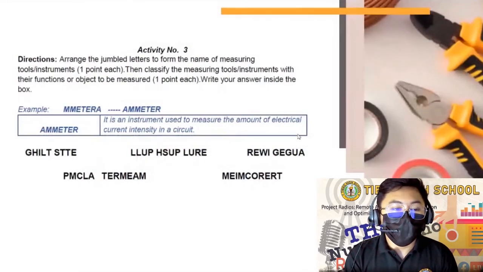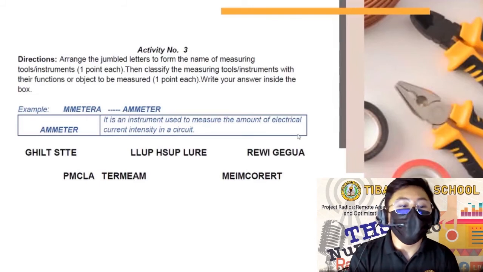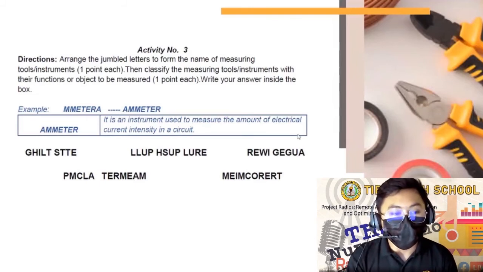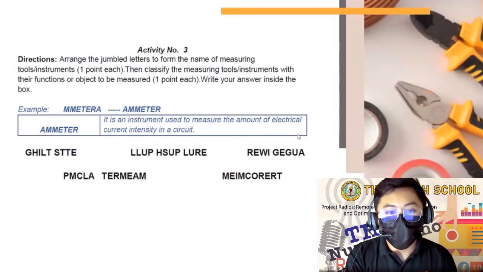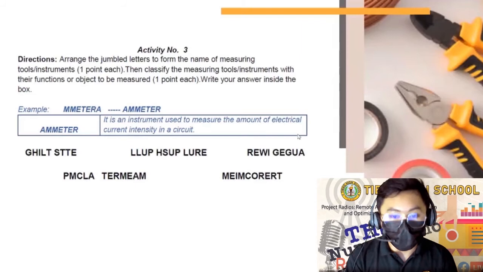Ayan. Directions. Arrange the jumbled letters to form the name of measuring tools or instruments, 1 point each. Then classify the measuring tools or instruments with their functions or object to be measured, 1 point each din ito, and write your answer inside the box. So meron na tayong example dito. Ayan, may jumbled letters na MMETERA. Ayan, kapag in-arrange mo yan, magiging ammeter. Tapos yung ammeter na iyon ay itatapat mo lang siya doon sa description niya, doon sa table below.